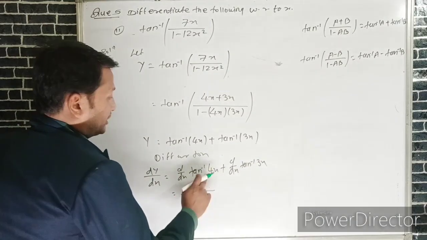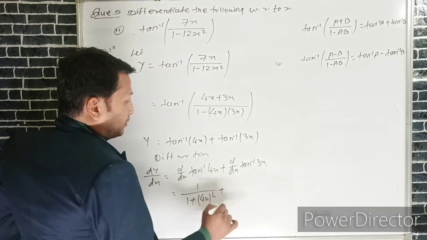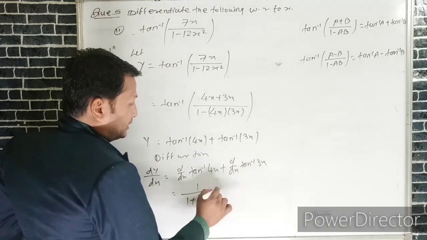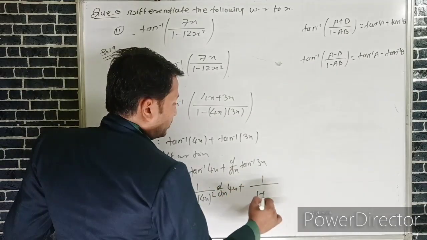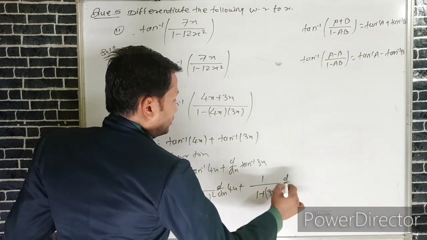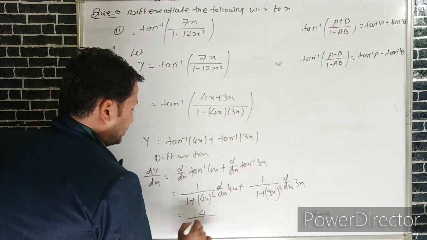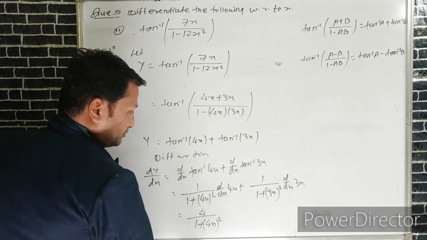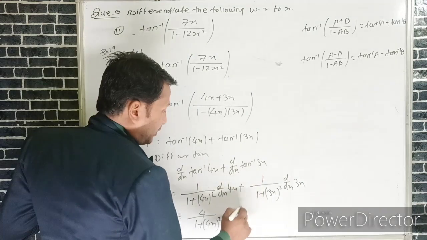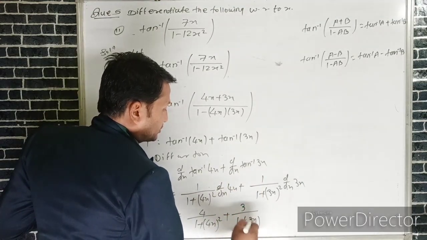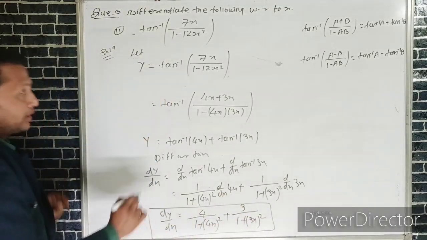Hence we can write the derivative of tan inverse of 4x as 1 upon (1 plus (4x) whole squared), plus the derivative of tan inverse of 3x, which is 1 upon (1 plus (3x) whole squared), into again the derivative of 3x. The derivative of 4x is 4. Hence we can write 4 upon (1 plus (4x) whole squared) plus, as the derivative of 3x is 3, 3 into 1 is 3 upon (1 plus (3x) whole squared), which is the required derivative of y, dy upon dx.